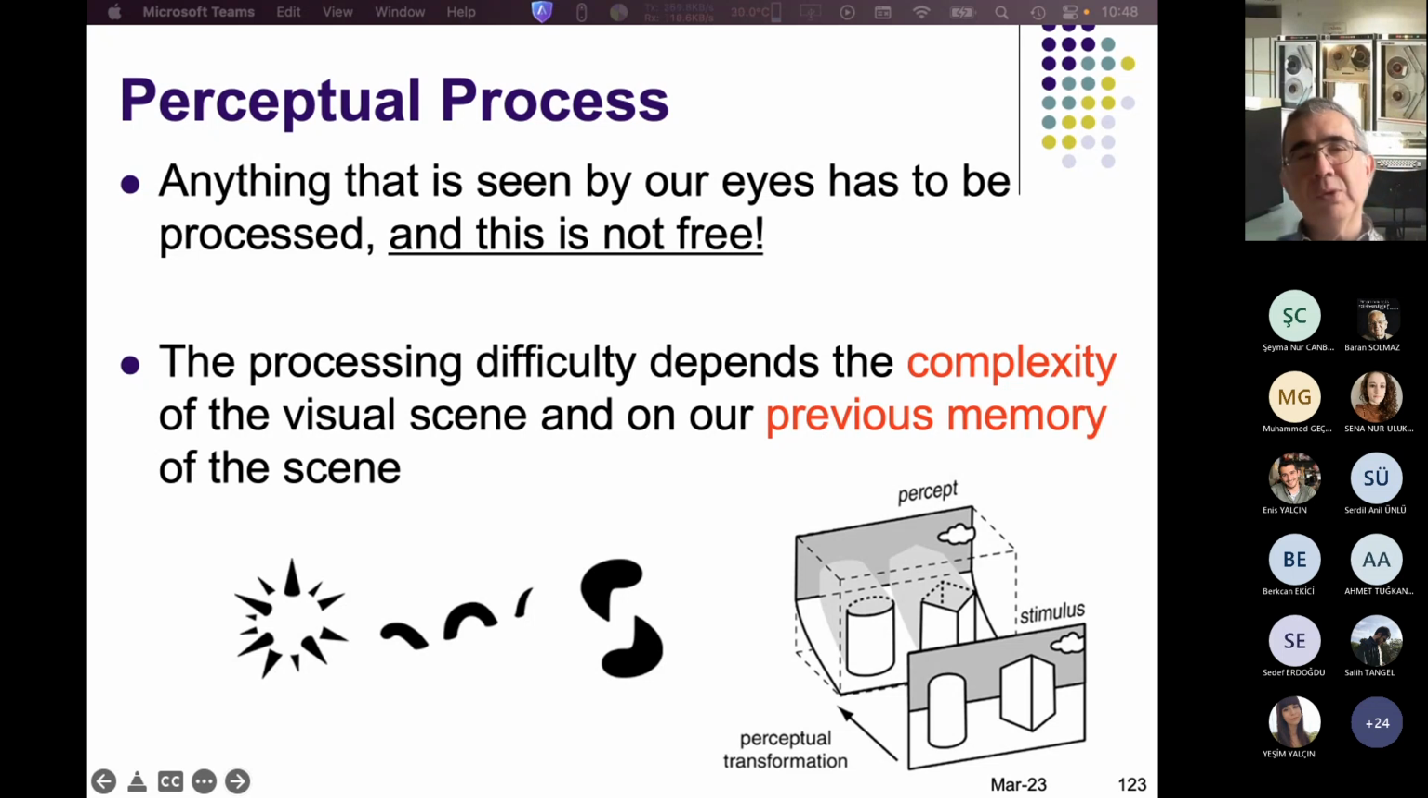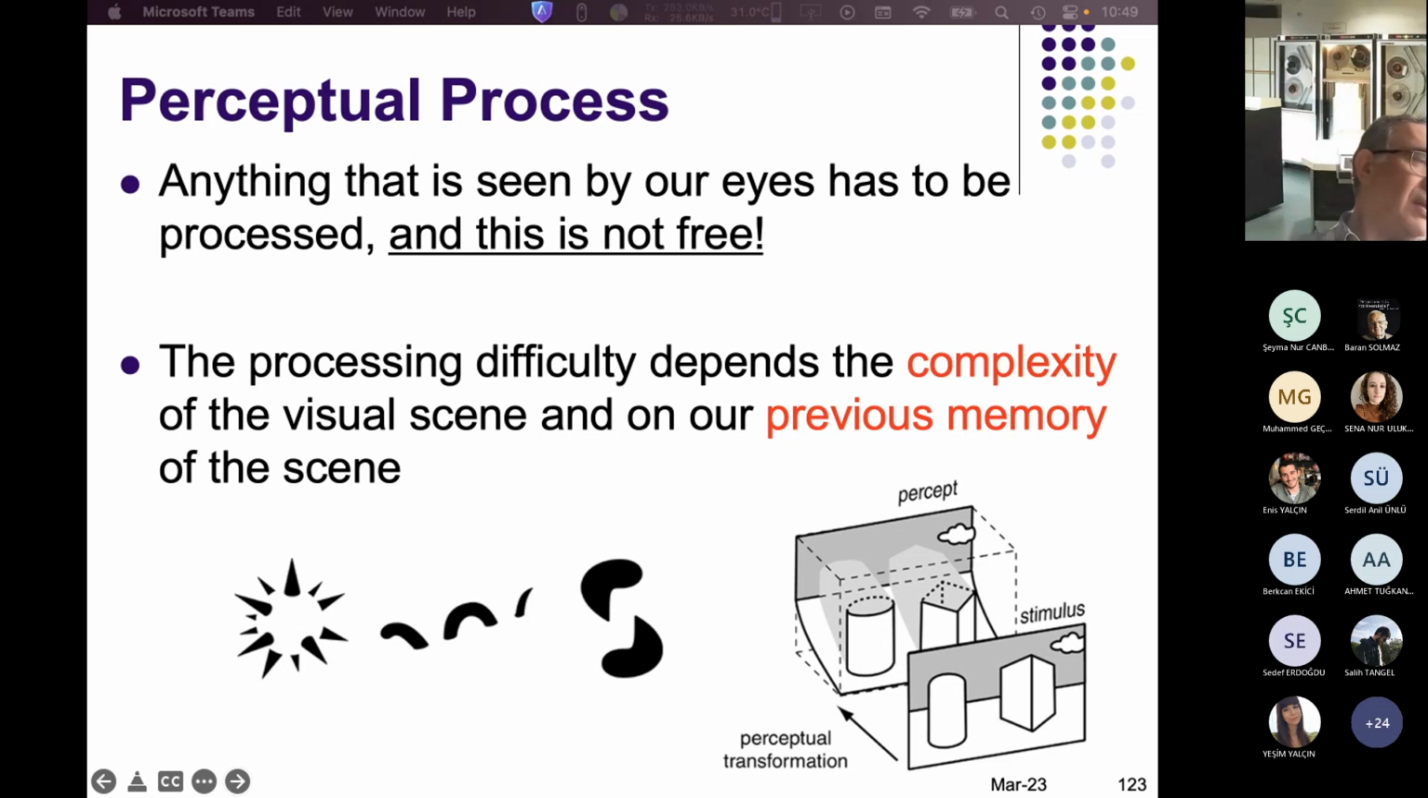So today we are going to follow on perception and perceptual processes, and we will be moving to the second chapter where general guidelines will be discussed. So let's continue with the perceptual process.